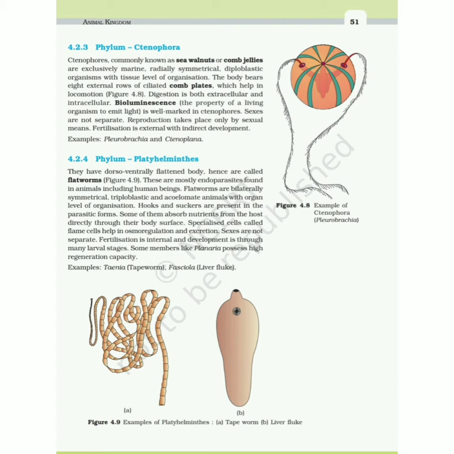Flatworms are bilaterally symmetrical, triploblastic and acoelomate animals with organ level of organization. Hooks and suckers are present in the parasitic forms. Some of them absorb nutrients from the host directly through their body surface. Specialized cells called flame cells help in osmoregulation and excretion. Sexes are not separate. Fertilization is internal and development is through many larval stages. Some members like Planaria possess high regeneration capacity. Examples: Taenia, tapeworm; Fasciola, liver fluke.